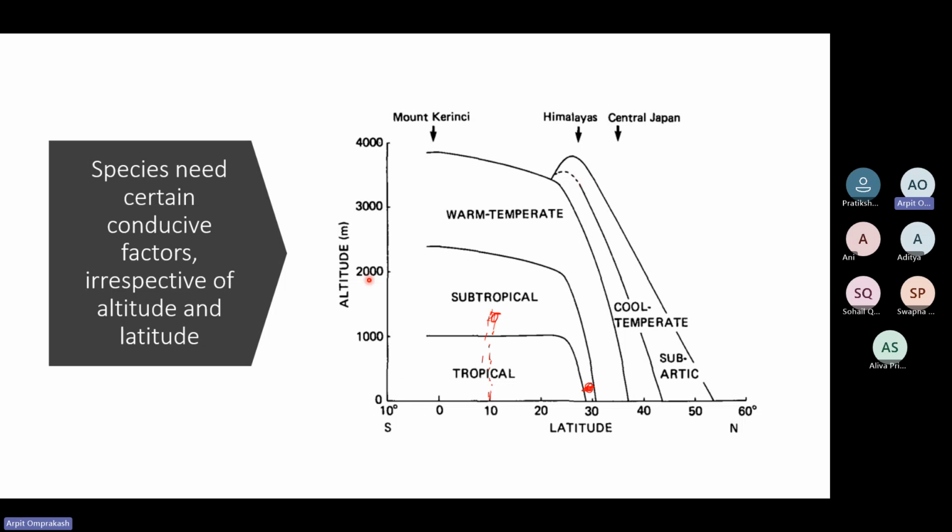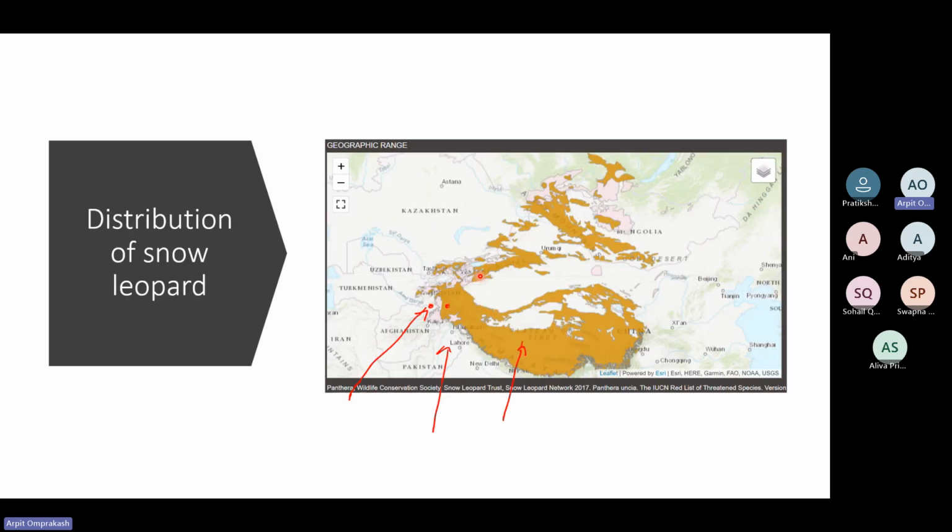So even if you are at an altitude of 2000 meters, if you are in very low latitudes, you can still have a subtropical forest in that area, right? But if you go to higher latitudes, you will have a cool temperate or arctic forest, right? So basically, what is needed is the temperature. What is more important is the temperature, humidity, and other factors.